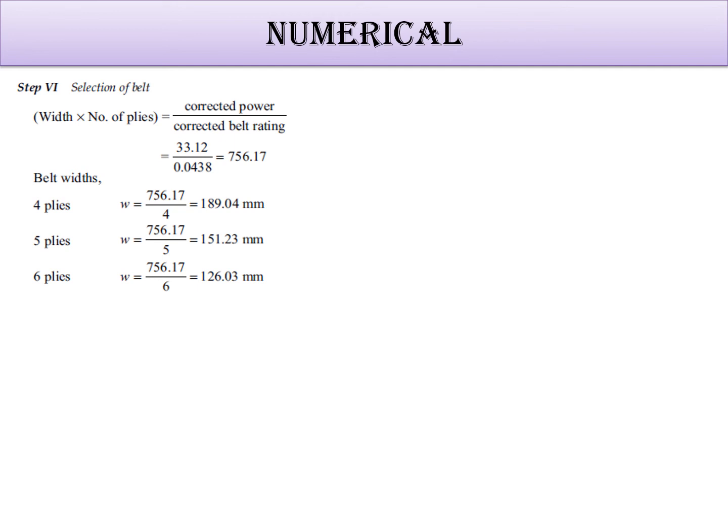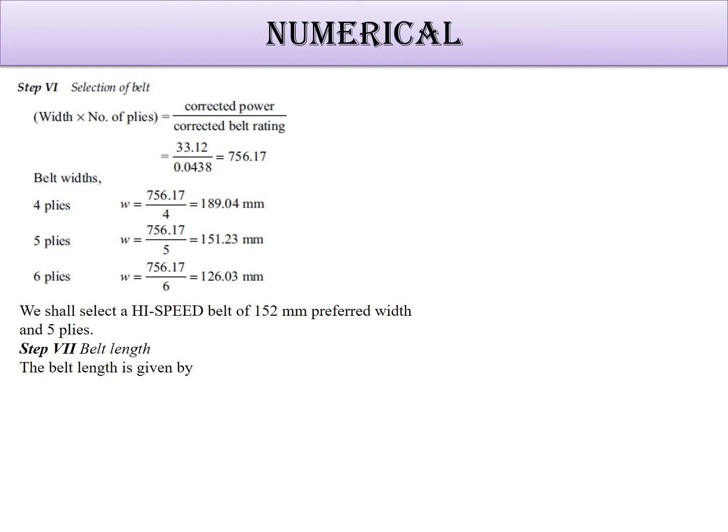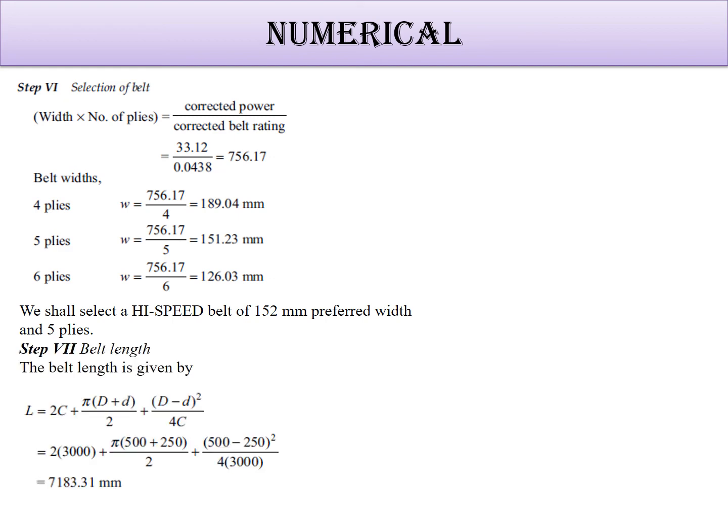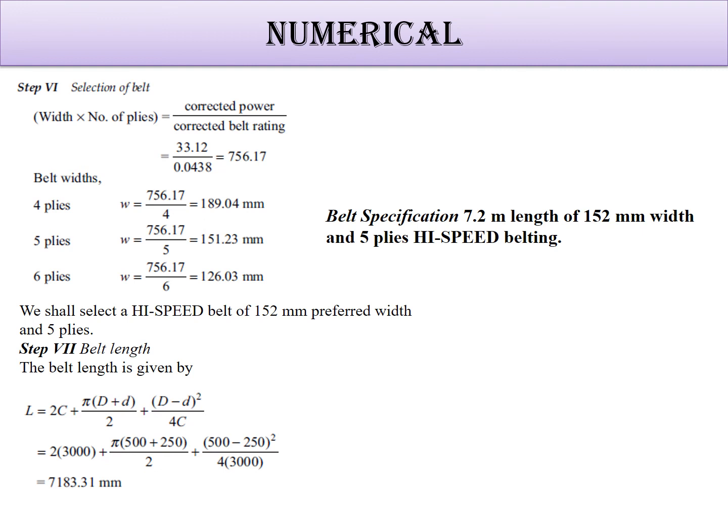Now belt width for 4 ply, W is equal to 756.17 by 4. You will get this. For 5 ply, this. For 6 ply, it is this. Now check this value against the table. We shall select a high speed belt for 152 mm preferred width and 5 plies. This is the preferred width which we get from the table. Belt length is given with the help of this term, and the belt specification is 7.2 meter length, 152 mm width and 5 plies.